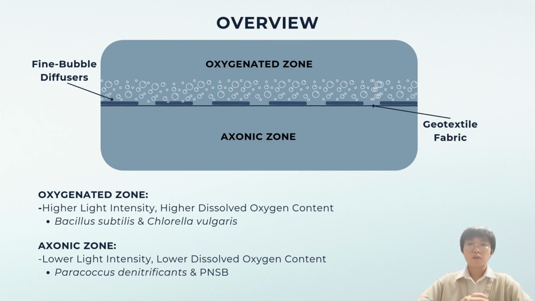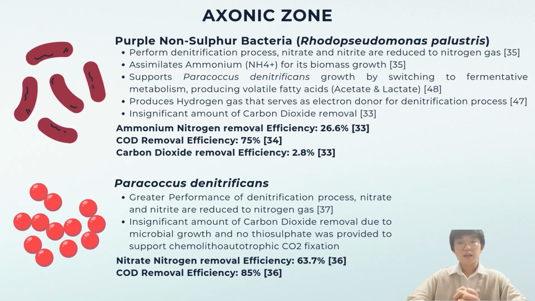So now moving on with the overview of our pond design. For our design, the water will be differentiated into 2 zones, namely the oxygenated zone and the anoxic zone. These zones are created by introducing a geotextile fabric in the mid-depth of the water, and in order to prevent excessive sedimentation on the geotextile fabric, fine bubble diffusers will also be introduced. In general, for the oxygenated zone, the light intensity will be higher, alongside higher dissolved oxygen content, while for the anoxic zone, there will be lower light intensity and also lower dissolved oxygen content. Firstly, we're focusing on the anoxic zone where we have PNSB and also Paracoccus denitrificans.